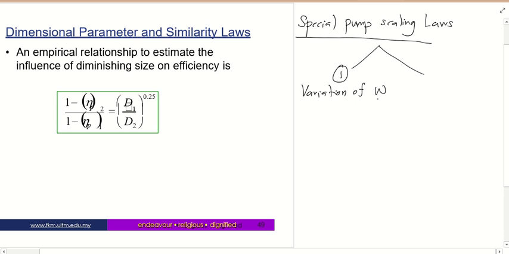Okay, and then the same for the second case, what happened with variation of D, which is diameter, and then variation of omega, which is operating speed.